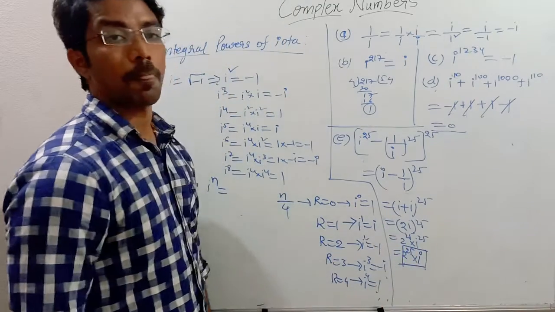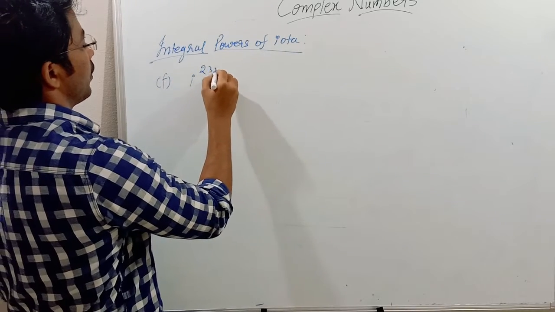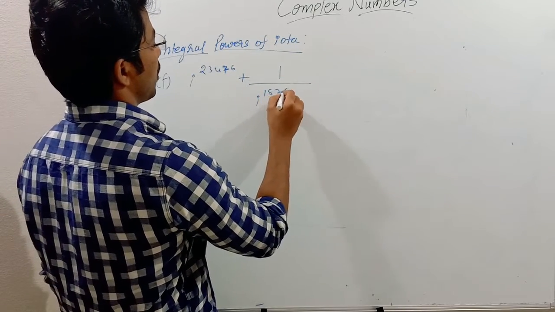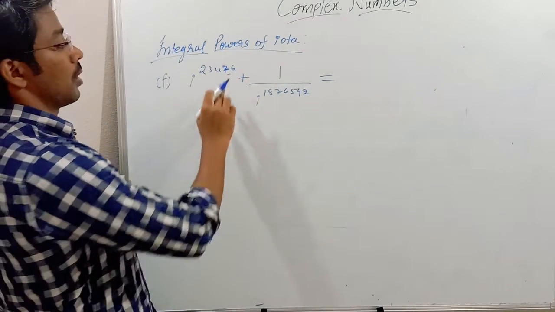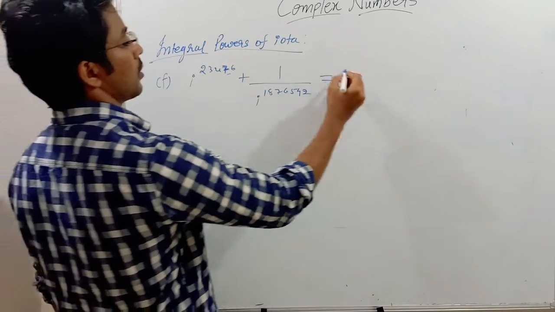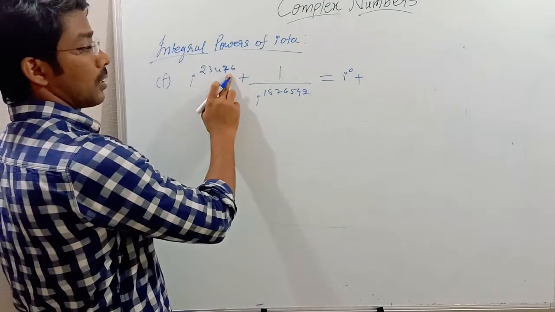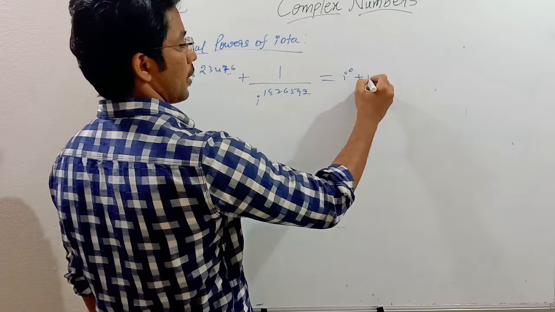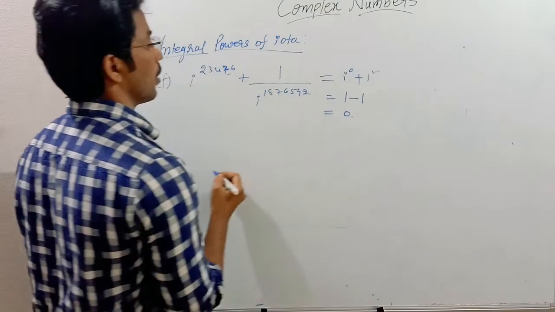Now next problem. i power 23476 plus 1 by i power 1876542. So take the last two digit numbers and divide by 4. What do we get here? 4 nines are 36, so the remainder is 0, so i power 0. Then the remainder here is 2, so i square. So 1 minus 1, we get 0 here.